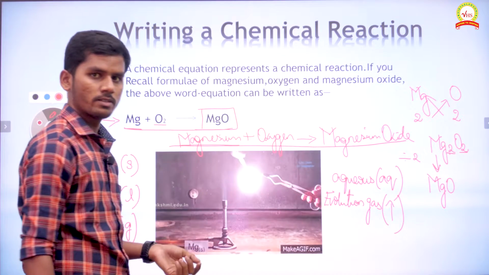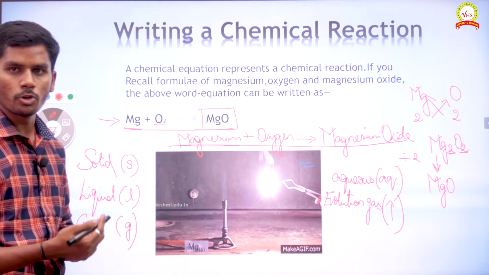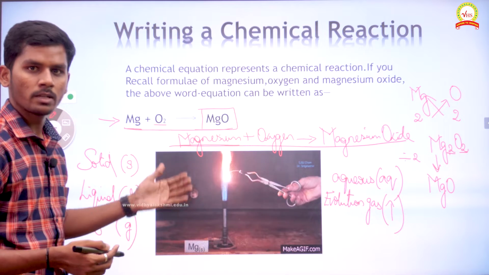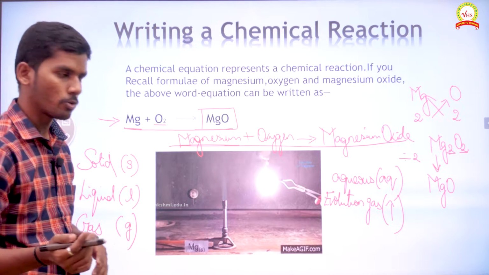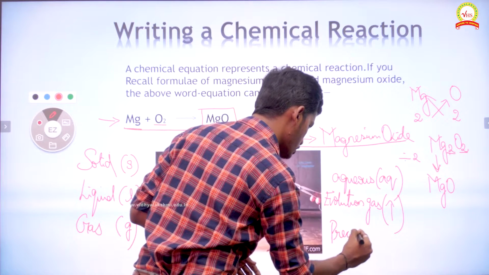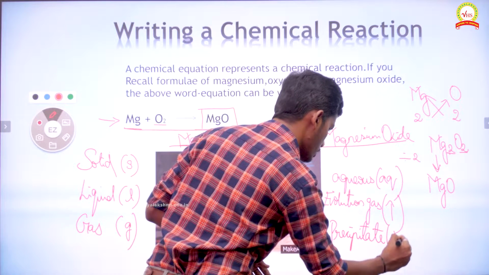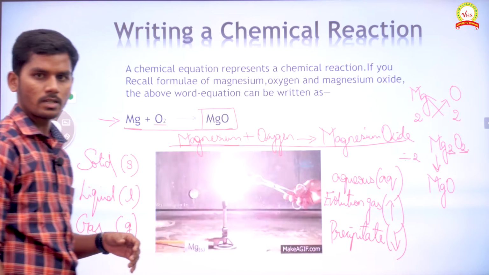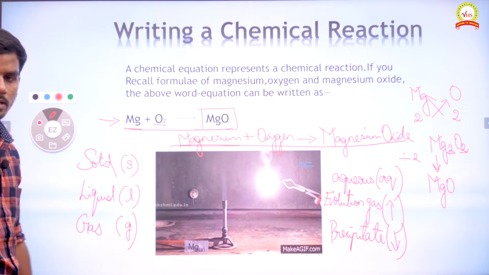And if there is any formation of precipitate, I know this term will be new to you, precipitate. In the upcoming topics, I will be discussing what is precipitate and how it is being formed. Don't worry. As for now, just learn what symbols we use for these terms. For precipitate, we use a downward arrow mark. Is that clear, students? So, just learn the symbols for representing each state.